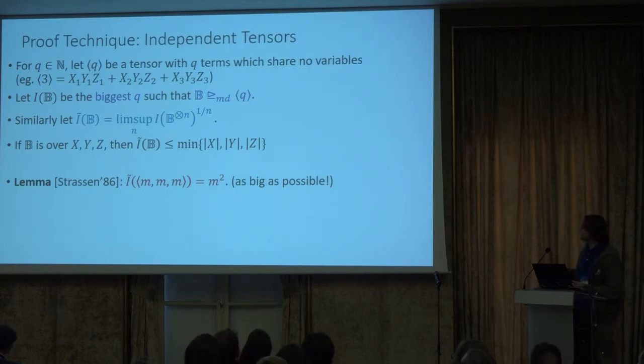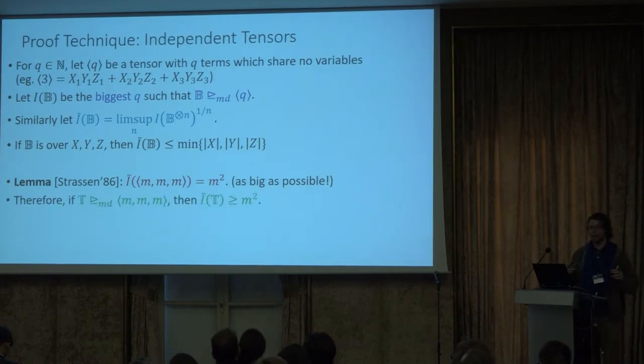So like the matrix mult tensor MMM, which you'll remember, it has m squared x variables, m squared y variables, and m squared z variables. Its I tilde is as big as possible. It can monomial degenerate into lots of independent terms. And so if you have an algorithm using the galactic method, so you monomial degenerate from your tensor to a matrix mult tensor, you can compose it with Strassen's monomial degeneration and get a big monomial degeneration from your tensor to a huge independent tensor as well.